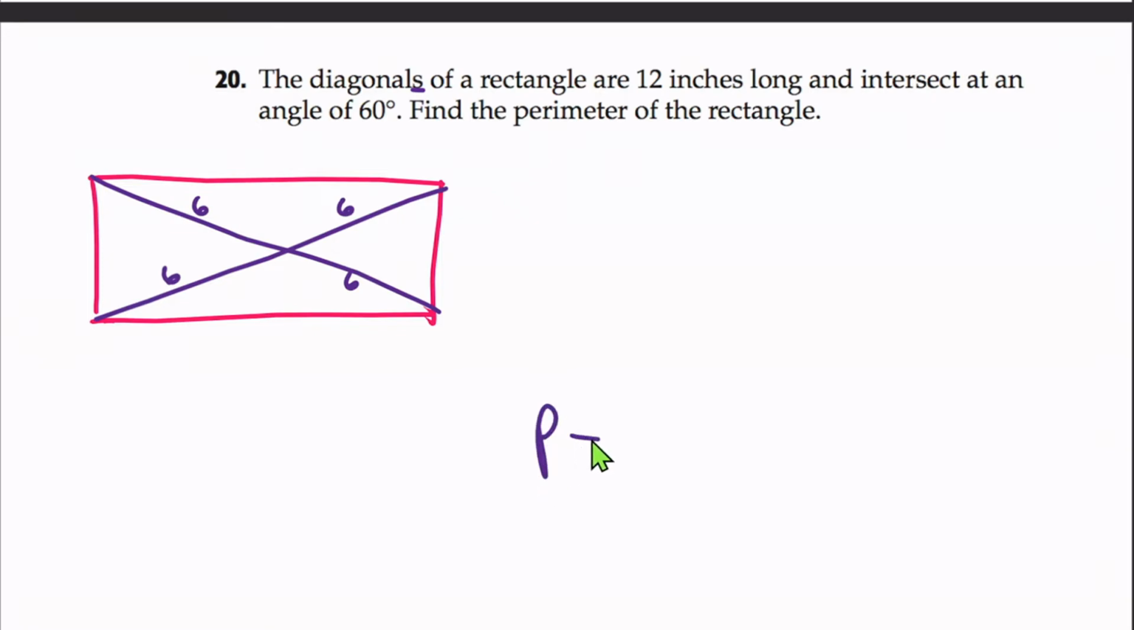Okay. Oh, but what else? I kind of jumped around when I read this. The diagonals of a rectangle are 12 inches long and intersect at an angle of 60 degrees. Well, when these diagonals intersect, they're creating four angles, right? And of course, because we've learned about vertical angles, these two angles are equal. And we could also say that these two angles right here are equal. So just choose one of them to be 60. And the natural one to choose is, of course, this angle is 60 because it just looks like that's 60.